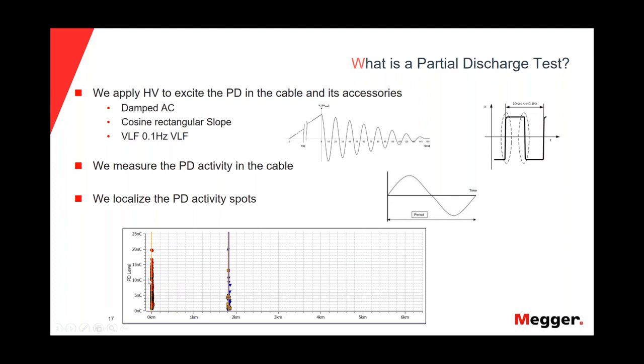As we can see in the graphic at the bottom of the slide, we have a cable of close to 6.5 kilometers, and we can see partial discharge in the phase A up to 20 nanocoulombs at the beginning of the phase A. And in the phase B and C, we can see close to 2 kilometers partial discharge in that joint. Okay, so this is the idea of the partial discharge. Not only measure the level of the PD activity, we also want to localize the PD activity spots.